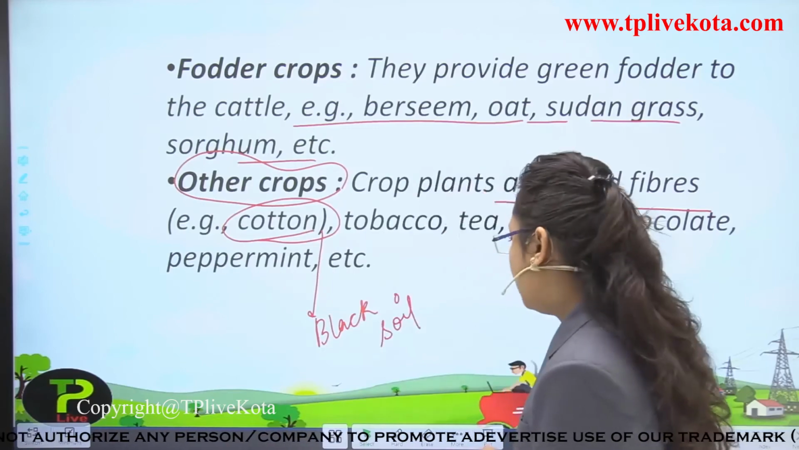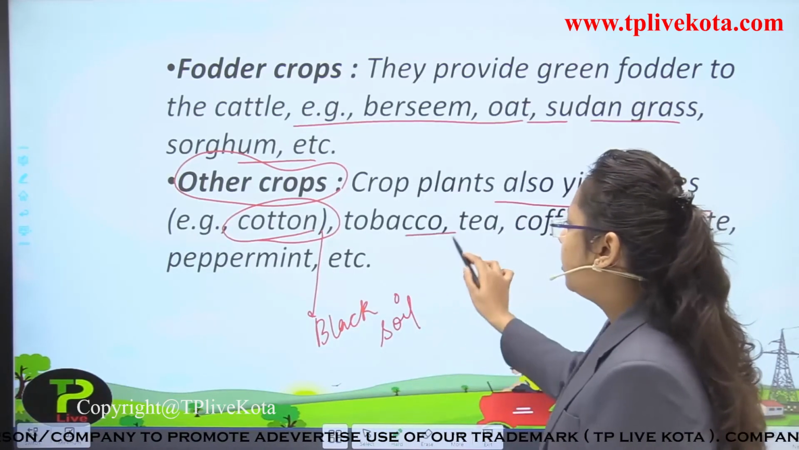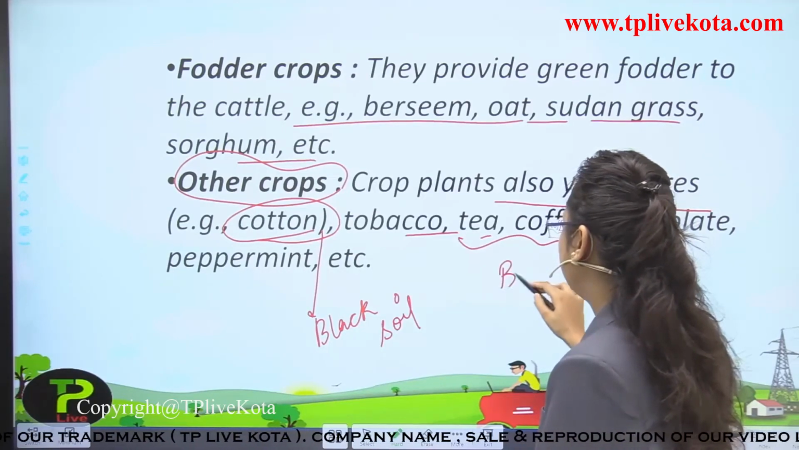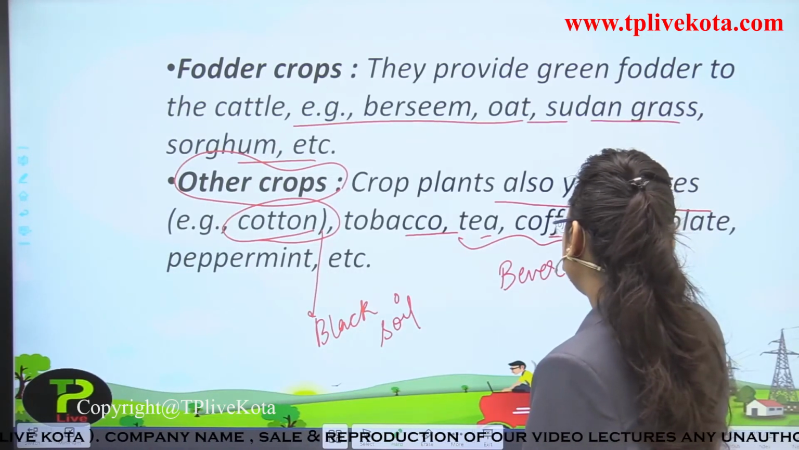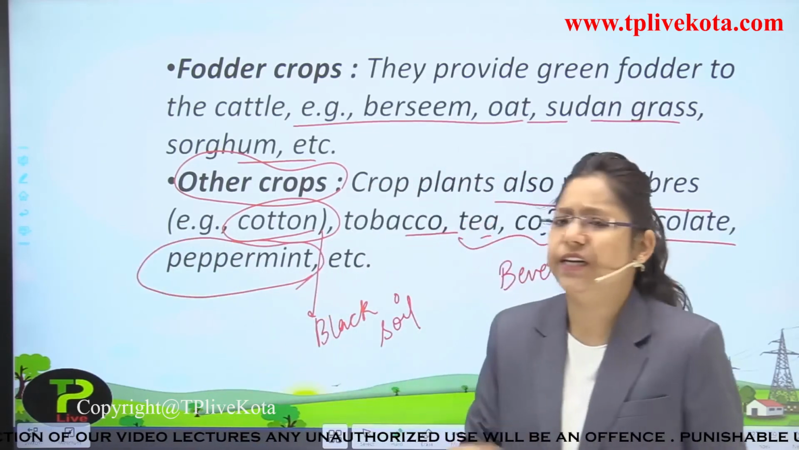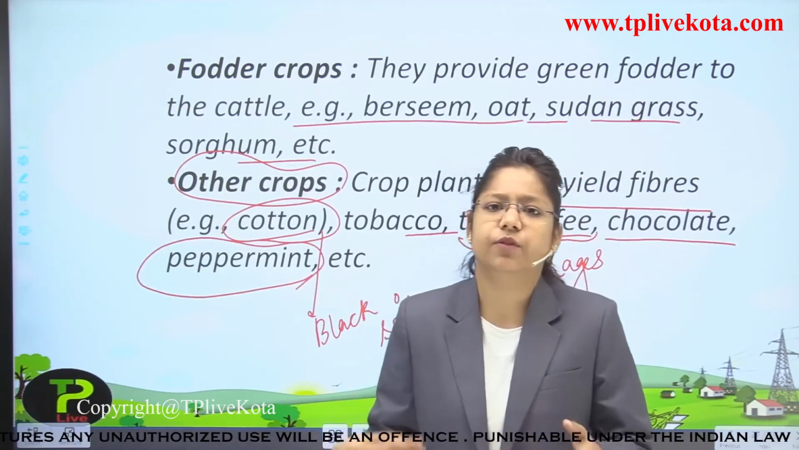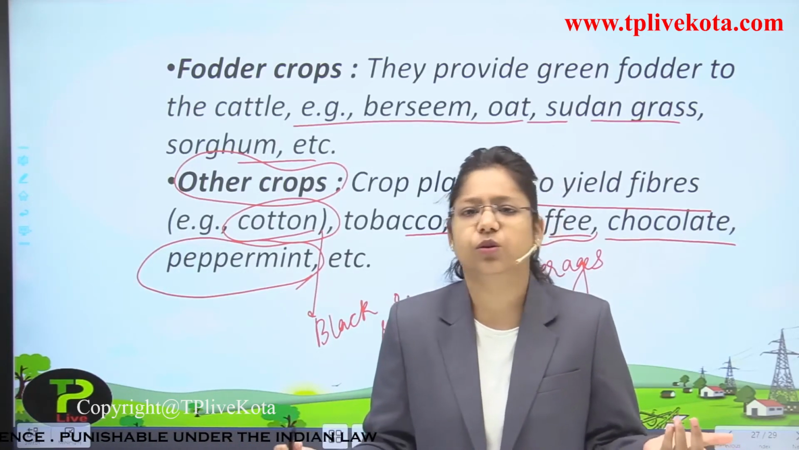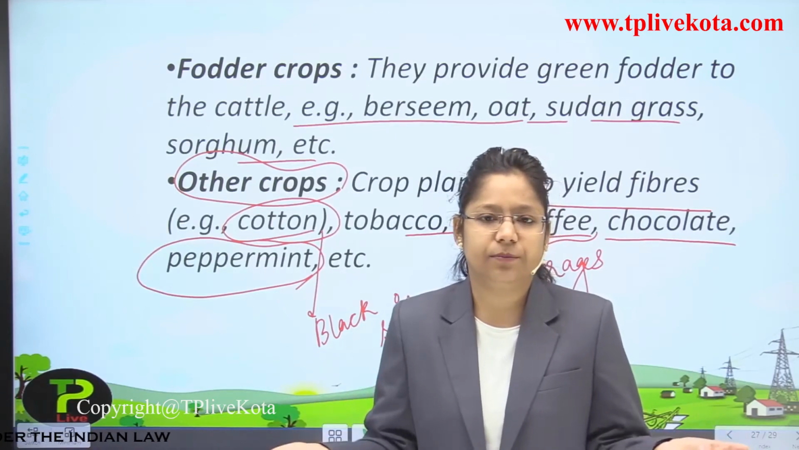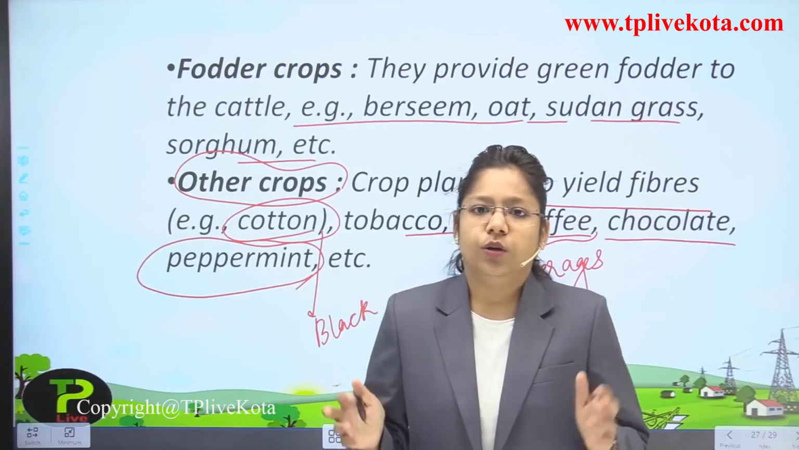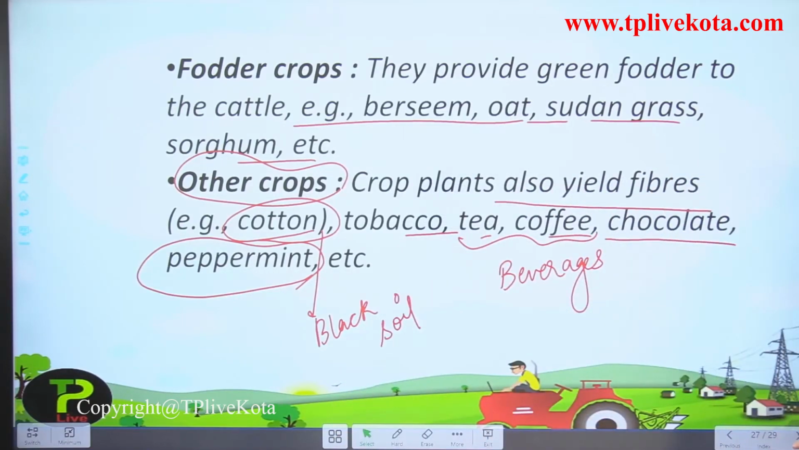Okay, so the other crops include tobacco also, tea, coffee, which are used as beverages, you know very well. Okay, the chocolate, and peppermint. So these are counted in the other crops because they are developed from the other parts of the plant and not used in the daily life routine also, because they are counted in beverages or anything else which we consume. Okay, so this was the part about the agriculture.